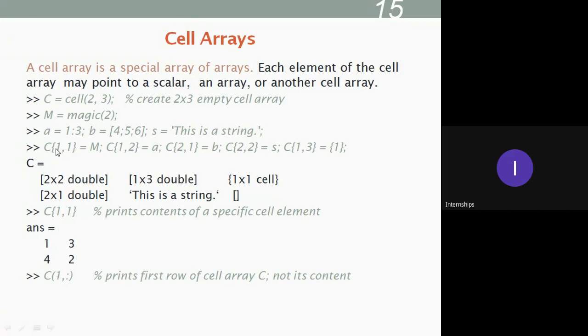This first position will be equal to the matrix M, that is a magic. It will accommodate the magic T, the magic element, a magic matrix.